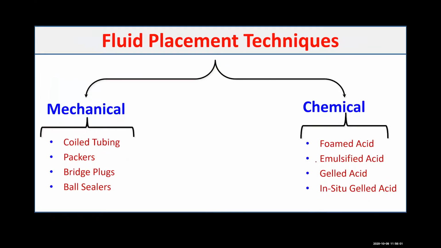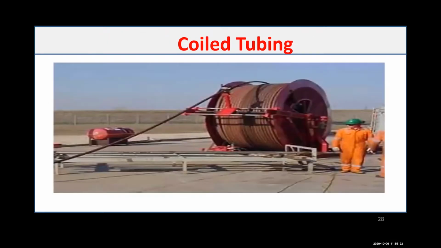So the placement techniques that we have are either mechanical or chemical. Mechanical examples are coiled tubing, packers, bridge plugs, and ball sealers. Chemical techniques are foamed acid, emulsified acid, gelled acid, and in situ gelled acid. Going one by one, for mechanical, we have coiled tubing. In this case, we use coiled tubing to spot the acid at each location, so you are guaranteed that each zone takes the acid.